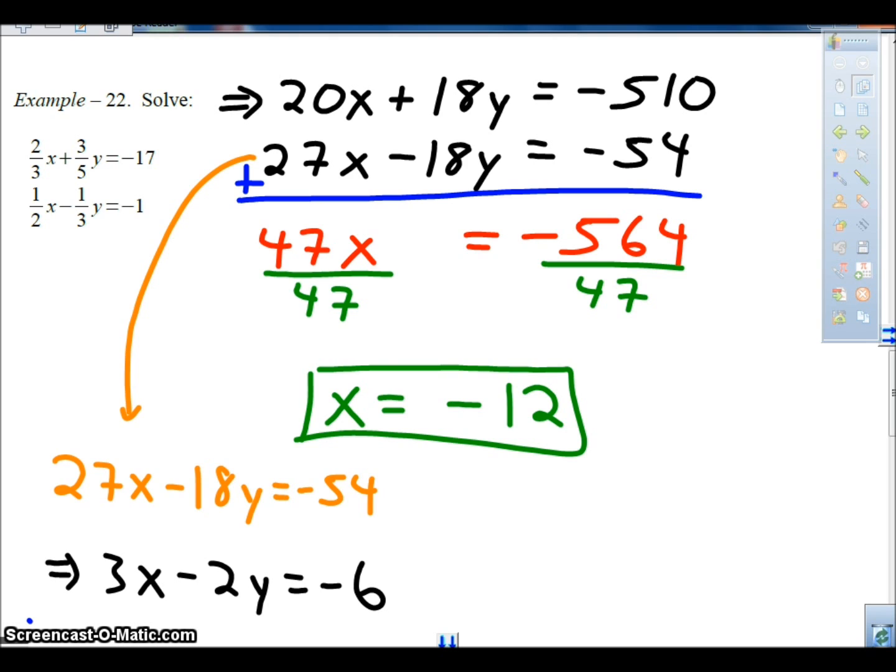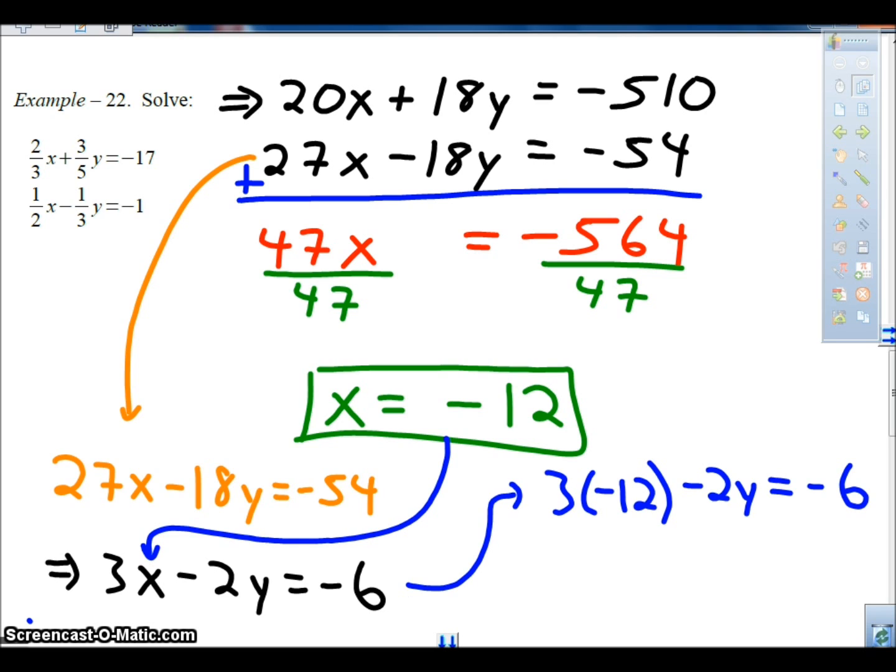So remember that this bottom equation, 27x minus 18y equals negative 54, originally came from the equation 3x minus 2y is equal to negative 6. So I am going back to the equations we had on the screen just prior. And we're going to plug negative 12 in for x into that equation before I multiply both sides by 9. So let's go ahead and do that. We'll get 3 times negative 12 equals negative 2, so not equals, negative 2y, excuse me. Let's try that again.